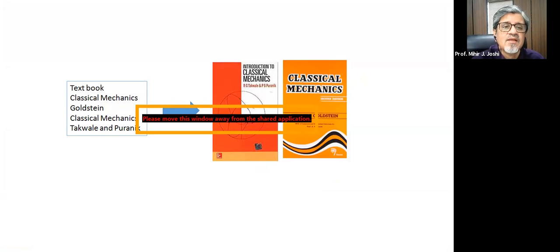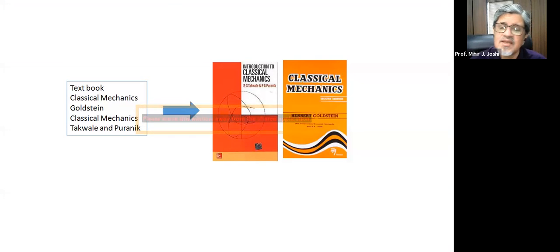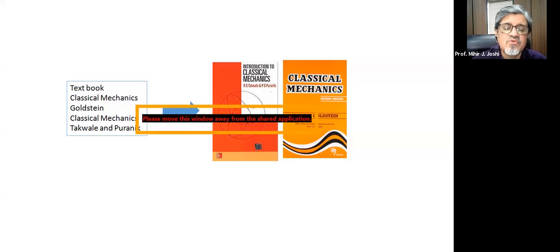Classical Mechanics by Goldstein is an international standard book. If you go to any university in India, classical mechanics is taught from Goldstein. It is one of the textbooks. There are many other reference books also, but in the majority of universities in India, even in foreign countries, if you go to the USA, UK, or any other Western countries, classical mechanics is taught from the book by Goldstein.